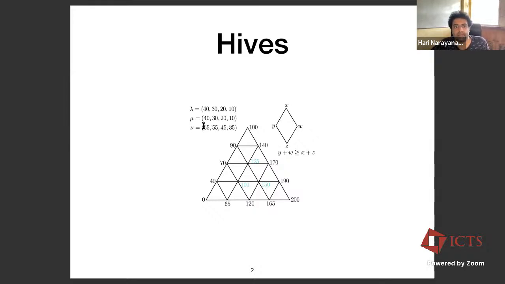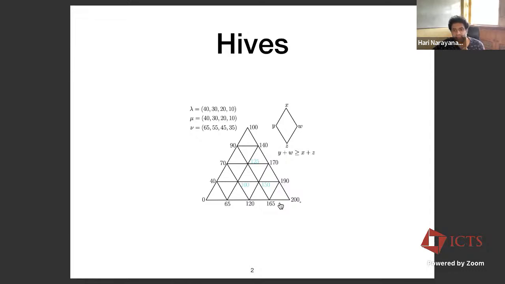So here again, lambda has been taken to be 40, 30, 20, and 10. So from 100, we have added 40, added 30, added 20, and added 10 and got to 200. And mu here is the successive differences on this line, which is 65, 55, 45, and 35. So these are just the boundary values.